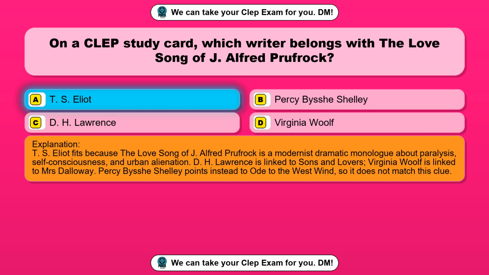D.H. Lawrence is linked to Sons and Lovers. Virginia Woolf is linked to Mrs. Dalloway. Percy Bysshe Shelley points instead to Ode to the West Wind, so it does not match this clue.